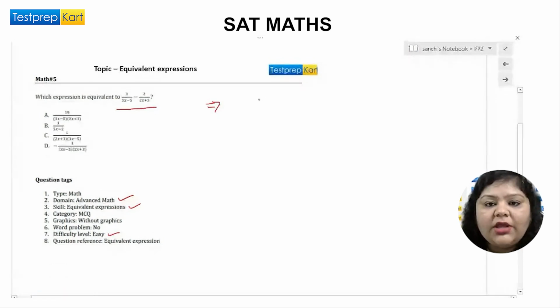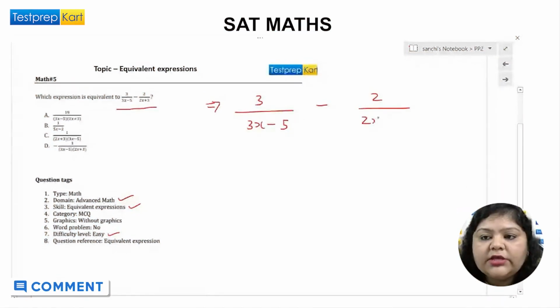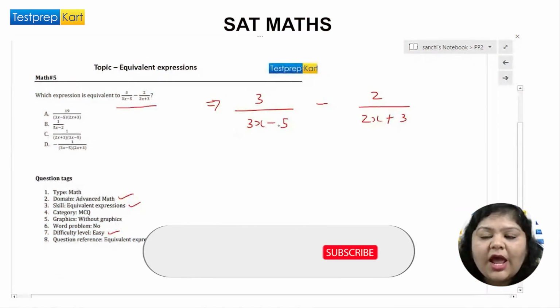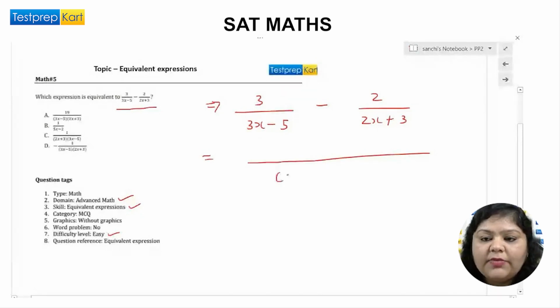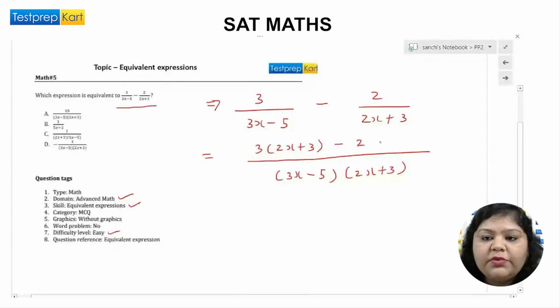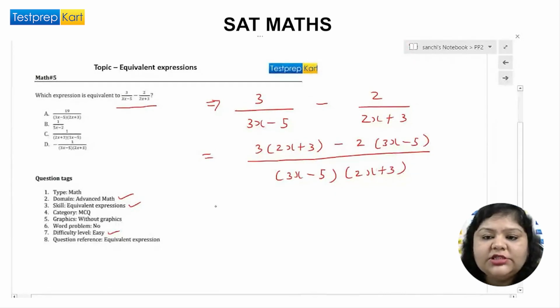I'll be having 3 upon 3x minus 5 minus 2 upon 2x plus 3. Now I have two factors at the denominator, so just take the LCM as both of them. So I'll be having 3x minus 5, then 2x plus 3. Now this 3 will be multiplied to this 2x plus 3, then minus 2 would be multiplied to this 3x minus 5. Now let's simplify this together.